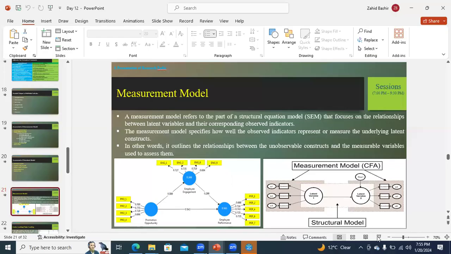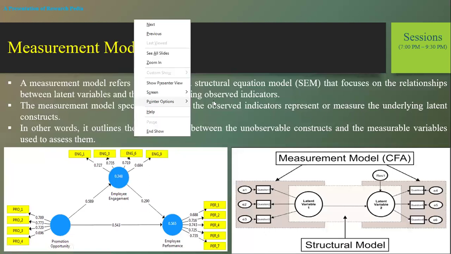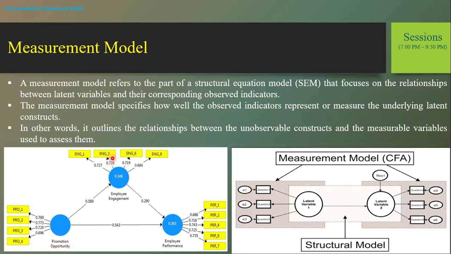All right, I was discussing the measurement model, and I have told you that in the case of a measurement model, you need to see how your indicators or observed variables are measuring your constructs. Here the factor loading value is greater than 0.70, which means they are accurately measuring your constructs. So you need to see that these are the indicators that can accurately measure the constructs.